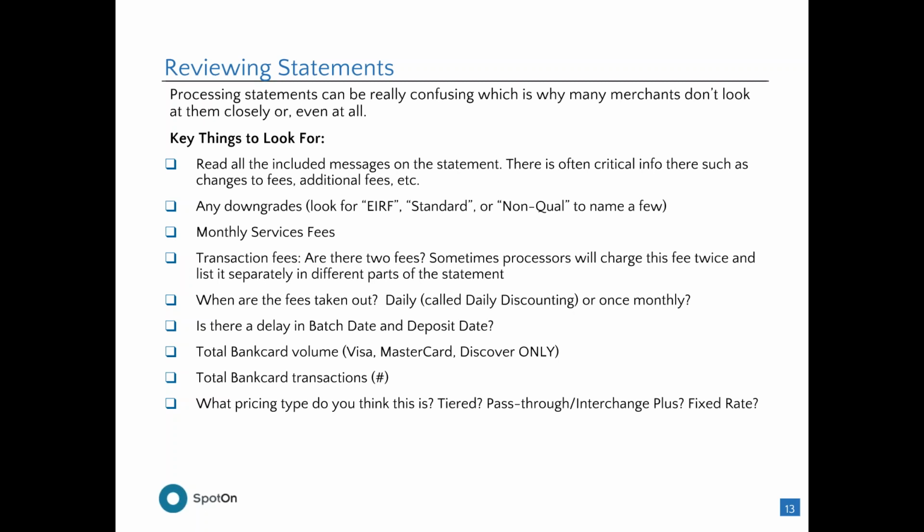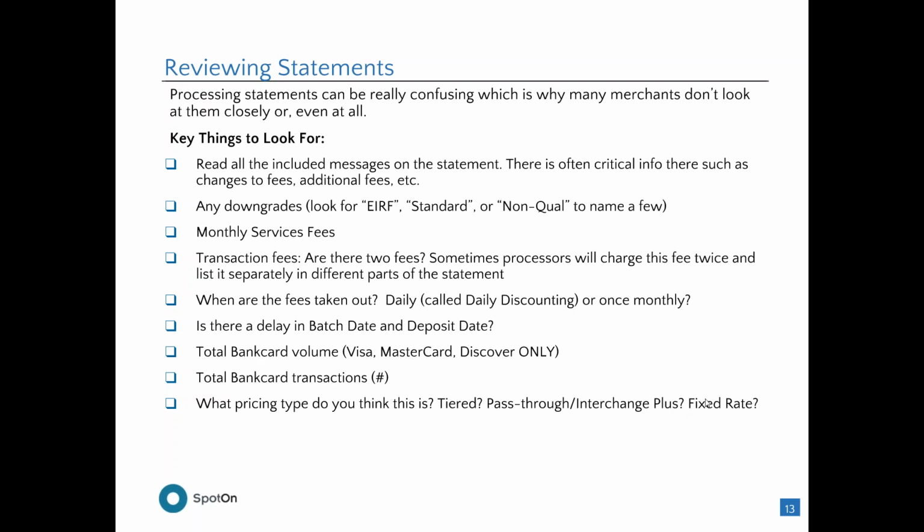The last 3 items here are simply things to help you understand the size of the business, that when you're talking to your sales analyst, you can provide them with this information. But look for the total bank card volume, that's Visa, MasterCard, and Discover. Look for the bank card transactions, how many they had, and then try to identify what pricing type you think it is. Is this tiered?